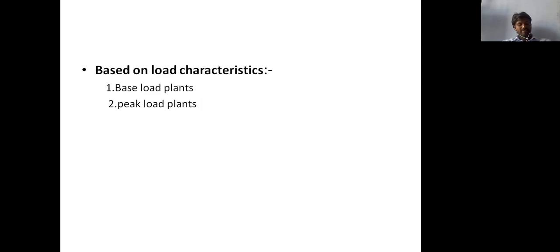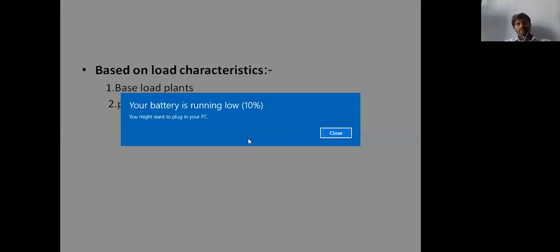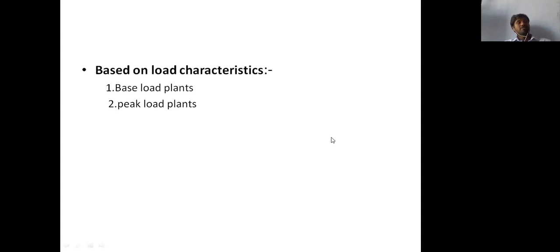The second one is the peak load plant. Peak load plants are designed to take care of the peak load on the grid. The load factor of those plants is low. Generally, pumped storage plants are used as peak load plants.